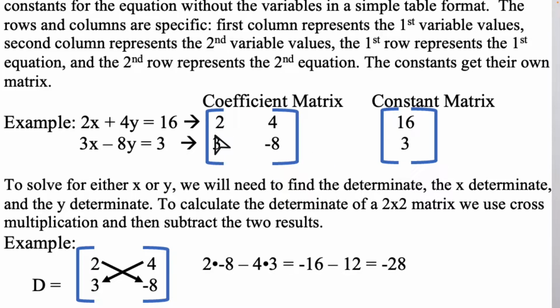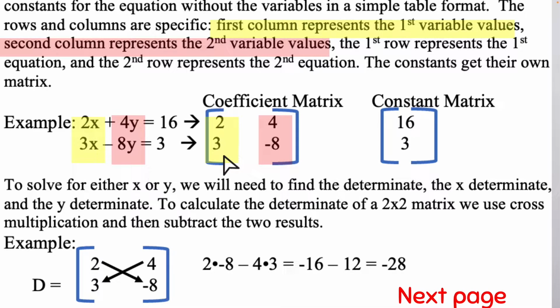So if I look at these, I'm going to highlight now so that you can actually see some of this. The first column represents the first variable, so here's my first column in the matrix. So this is what it looks like. It's just a bracket, and we're just going to put numbers into very simple little columns and rows. So I have 2 and 3, so those are my x values. The second column represents the y values, so I have 4 and -8 for my y values. Now we're going to look at the rows. The first equation goes along the top, 2 and 4. The second equation goes along the bottom, 3 and -8. So this is the coefficient matrix.